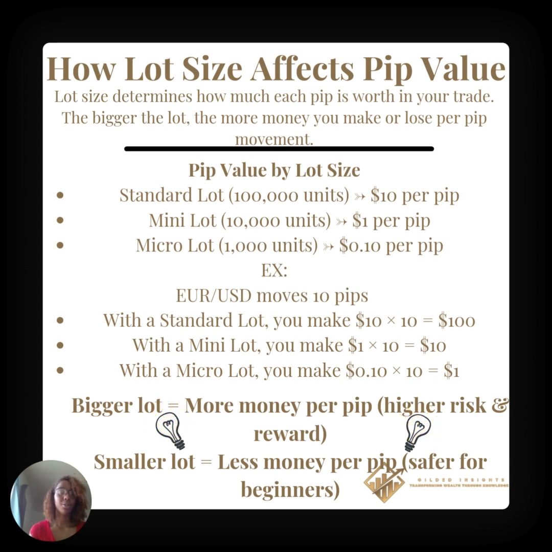So the bigger the lot size, the more money you make per pip, and you have a higher risk to reward ratio. Again, the bigger the lot, the more money you make, but it can also be the more money you lose per pip movement. Again, the emphasis on smaller lot sizes is best for beginners because it's less money per pip. Protect your capital.